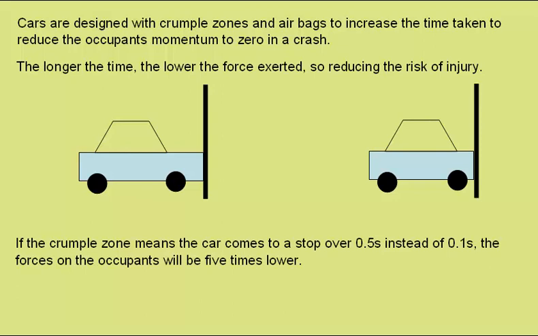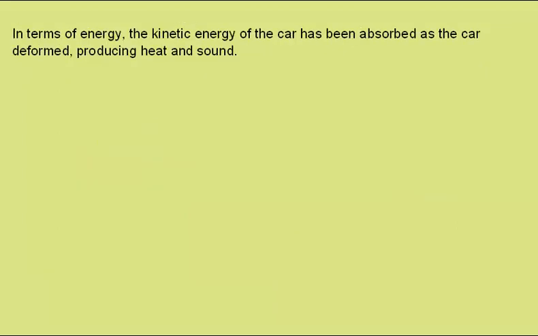If the crumple zone means the car comes to a stop over 0.5 seconds instead of 0.1 seconds, the forces on the occupants will be 5 times lower. In terms of energy, the kinetic energy of the car has been absorbed as the car deformed, producing heat and sound. This reduces the amount of energy going into the occupants of the car in the form of injuries.